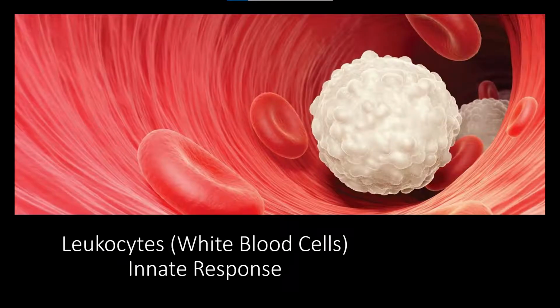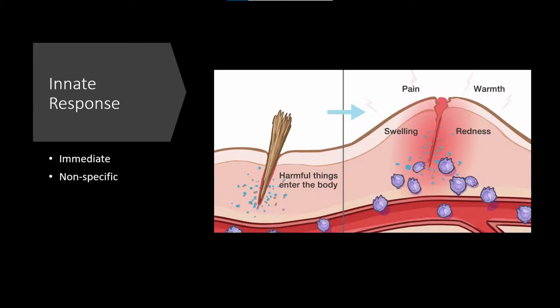Next, we will talk about the innate immune response, where different leukocytes or white blood cells are involved. The innate immune response is an immediate response from the immune system, and it is also a non-specific response, which means it applies to all pathogens no matter what.